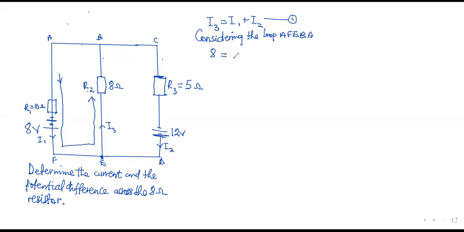It will be positive. Positive. So 10 times I1. I1 will leave the source, be divided into whatever, but when it is returning, it must be I1. Then plus the PD across R2 must also be positive because the direction of current follows the direction of the chosen loop. So plus 8I3.